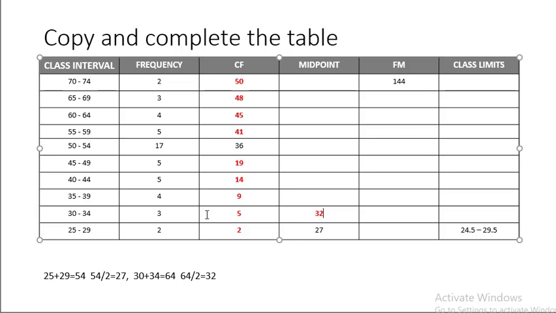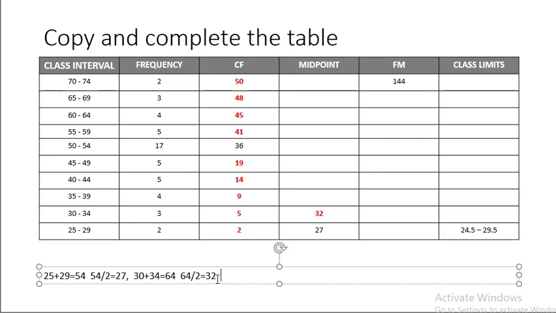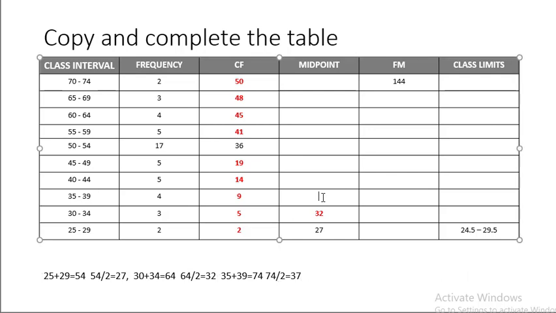So the next one is 35 to 39. We'll work it out the same way. 35 plus 39 is equals to 74. Now 74 divided by 2 is equals to what? 74 divided by 2 will give us 37. So in this box here, we're going to put what? 37.